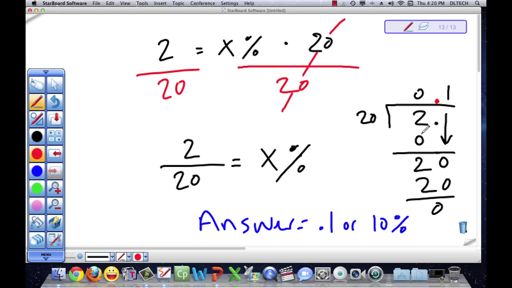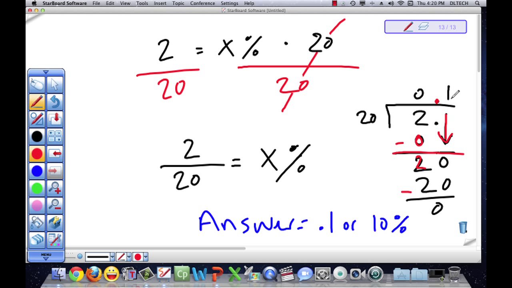So 0 times 20 gives you 0. And make sure you subtract. From there, you're still left with 2. Now you'll be dropping down your next 0. So now 20 can go into 20 one time, hence why we have the 1 here. So 1 times 20 will give you 20 down here. And now you subtract, which will remain 0, and that's what you want to be left with.